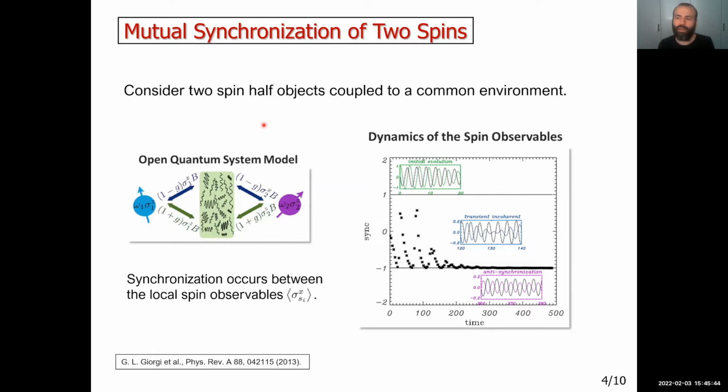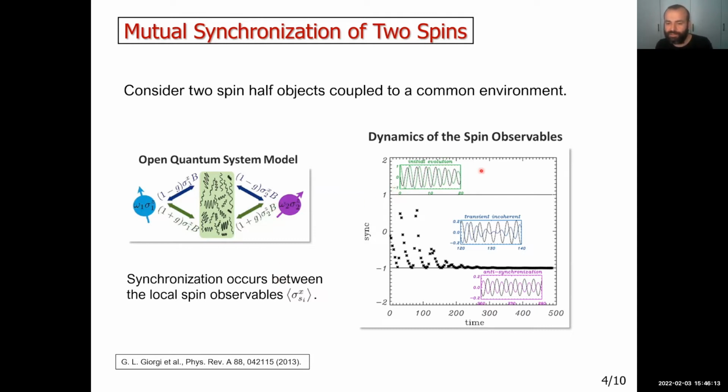But at this point, I think I should say that synchronization does not actually depend on the choice of the observable. For concreteness, we choose some observable and display the plots. But for any spin observable, this should work, okay? So it's a characteristic of the dynamics, not the initial state, not the choice of the observable. In this model, they choose sigma x just to show the results.